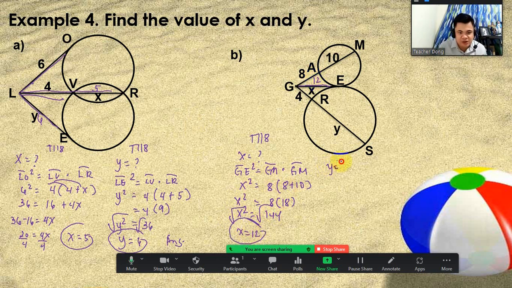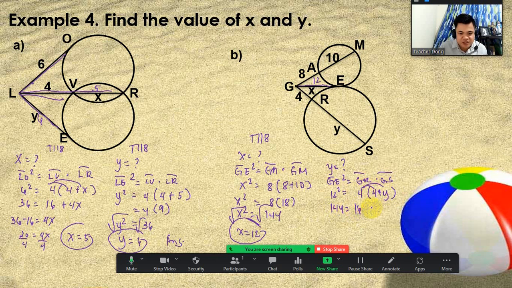So we can now solve for y, still by using Theorem 118. The equation is GE squared is equal to GR times the whole GS. GE is 12, so we are able to solve that. And then GR is 4 times 4 plus y. Then 12 times 12 is 144.